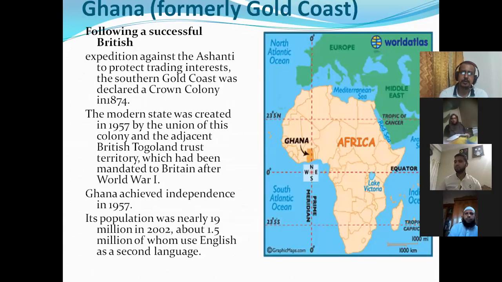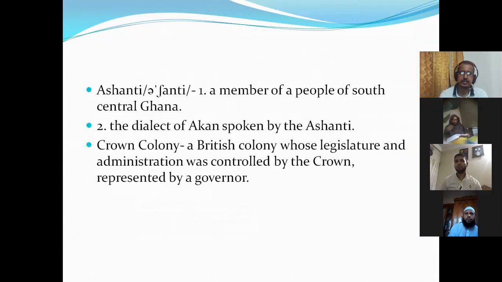Ashanti, we read a term, what is Ashanti, okay? Ashanti is the dialect of the Akan spoken by the Ashanti. And what is a crown colony? A crown colony is a colony under British rule.